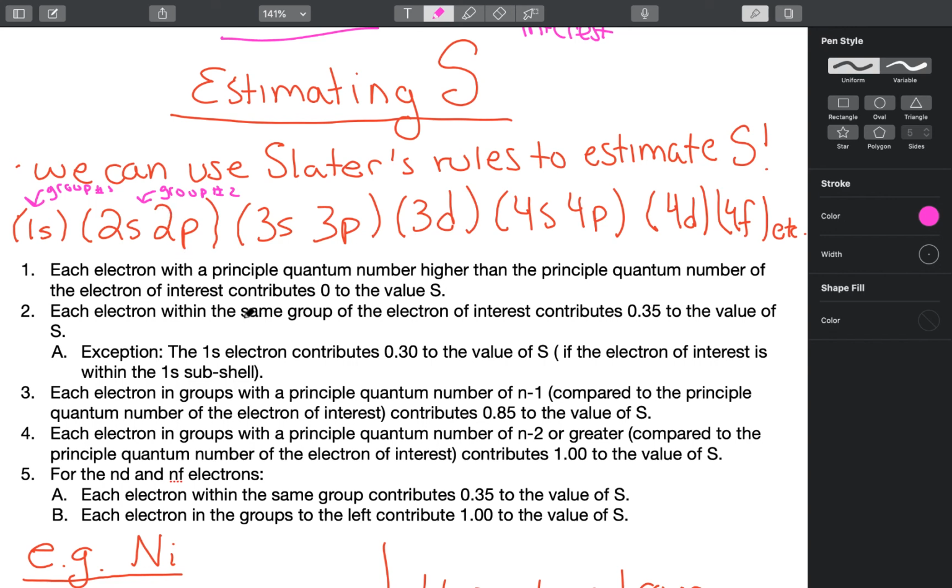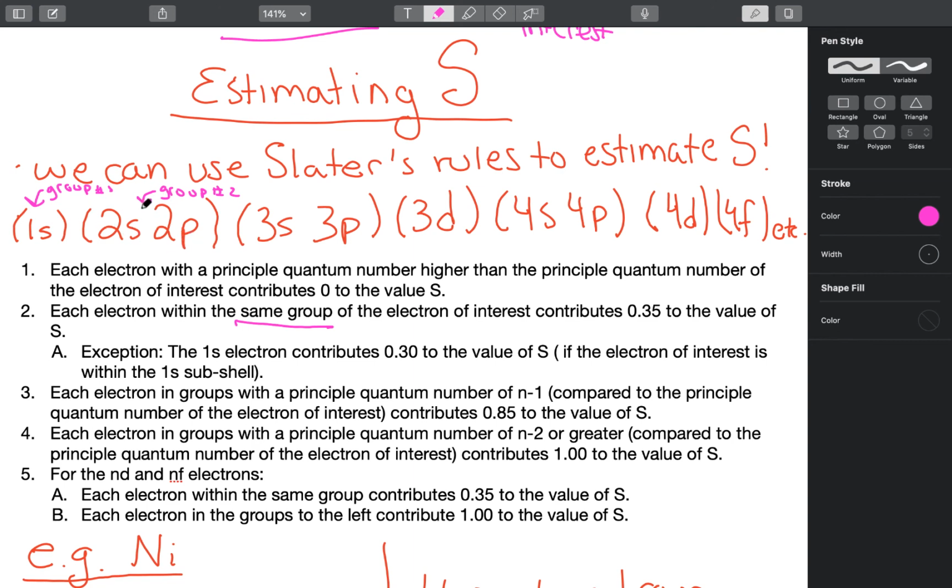So recall first that each electron within the same group of the electron of interest contributes 0.35 to the value of S. So what do I mean by the same group? Recall that parentheses close off each group. So in this case, if we're looking at the electron within the 2p subshell, we're looking at the whole group here. So this is the whole group, so you would count all the electrons within this group.